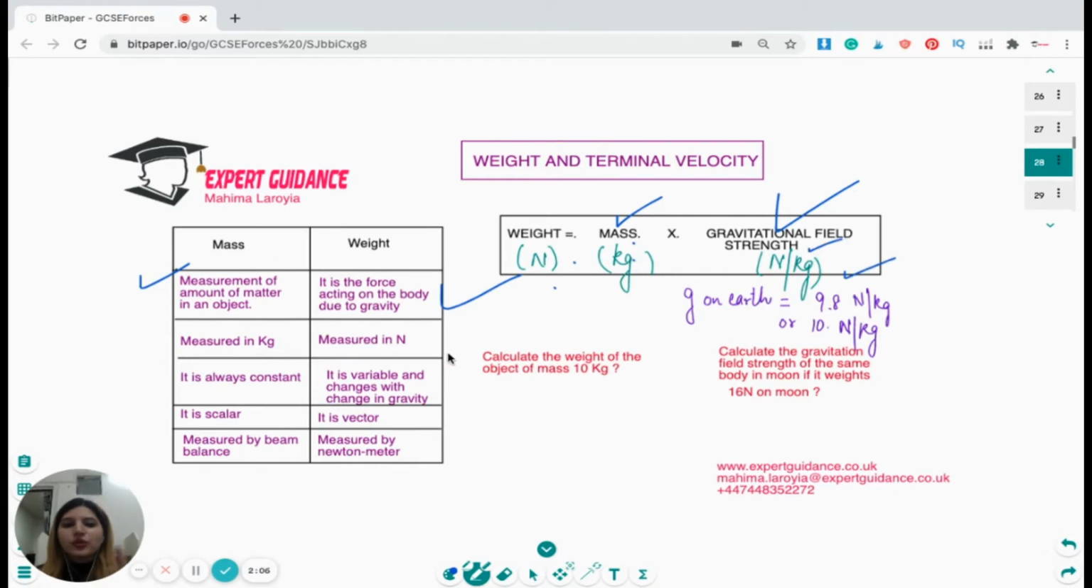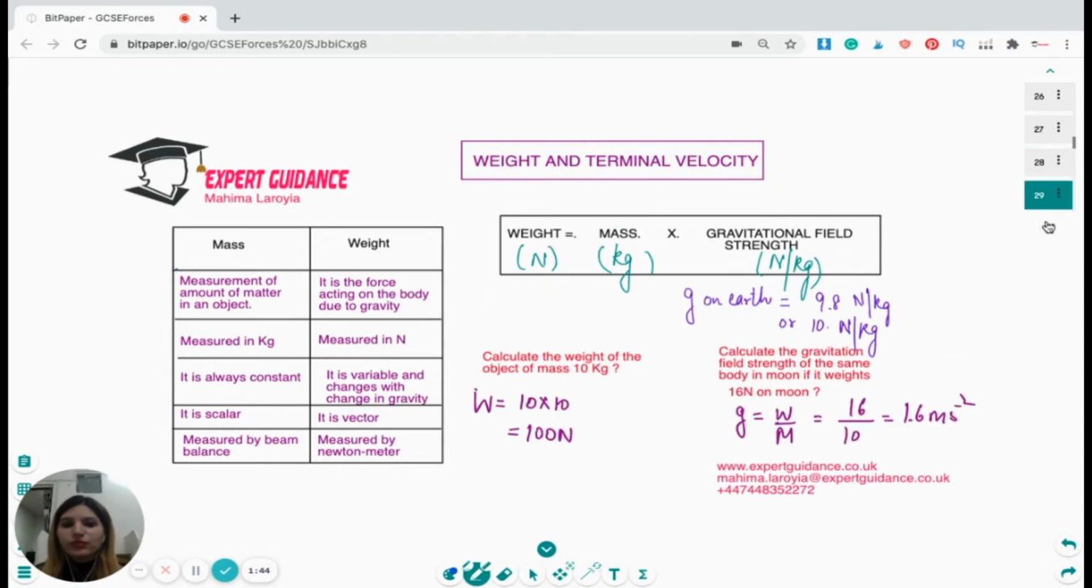All right, so now let's take an example. You have to calculate the weight of an object of mass 10 kgs. Remember, on the Earth, if they don't give it to you in the exam, you can use either of the values, 10 or 9.8. If they specify to use a value, then you will use that value. Then calculate the gravitational field strength on the Moon for the same body if it weighs 16 newtons. Have a look, try out this question, pause and come back.